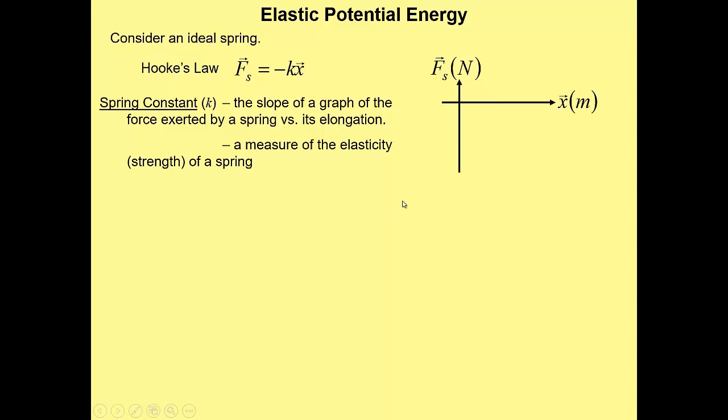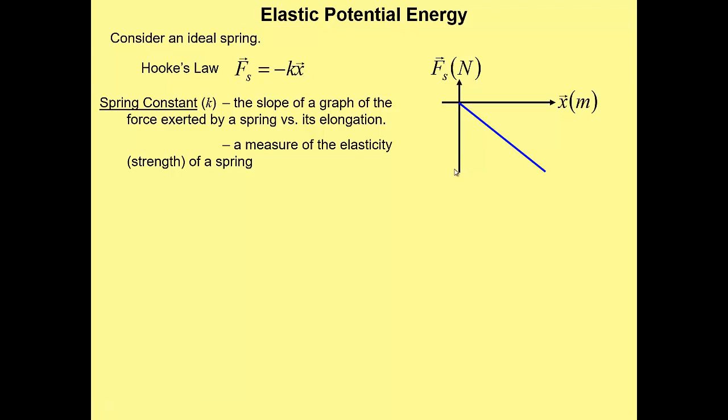So a graph of this equation would lie in either the second or the fourth quadrant. I'm going to choose the fourth quadrant here just to have one that we can work with. In this case, perhaps we are stretching the spring to the right, so it has positive elongations, and then the spring is pulling back to the left, negative forces. So that's why we're in the fourth quadrant.